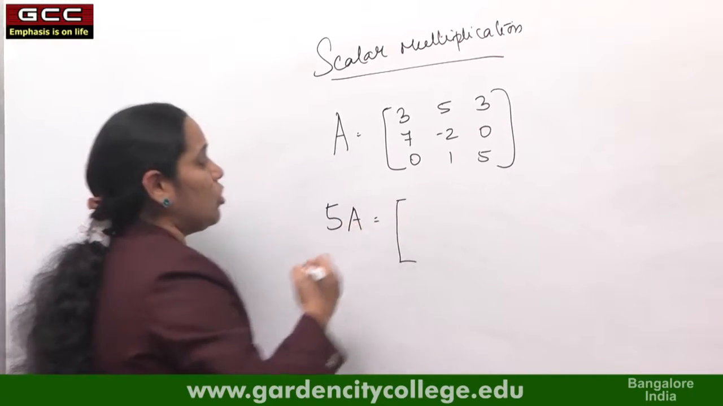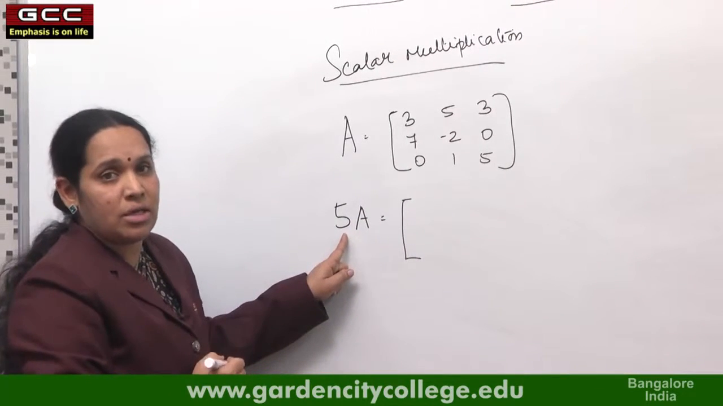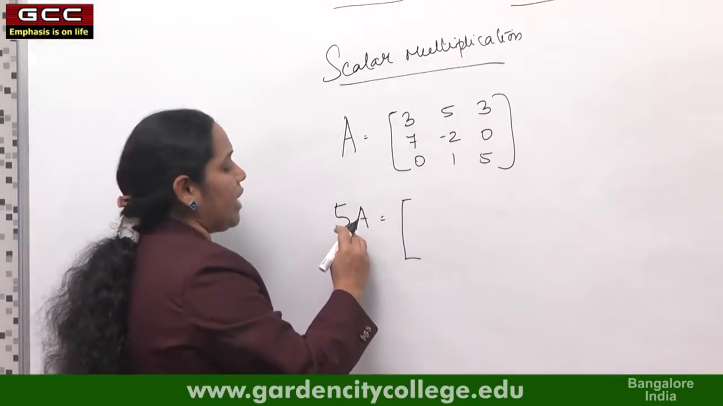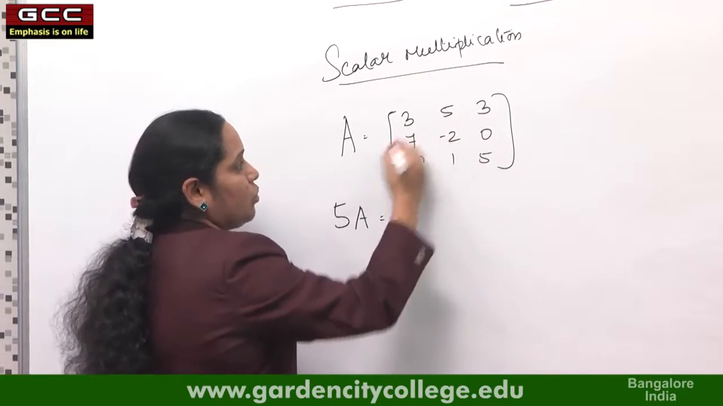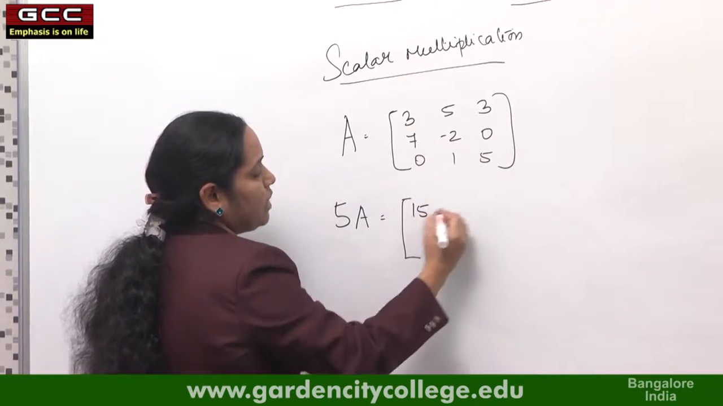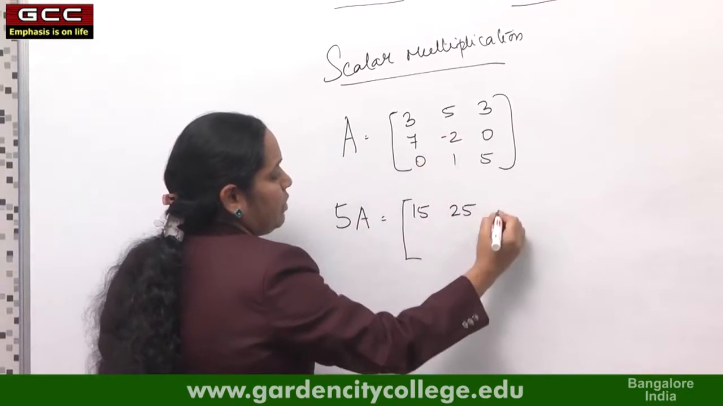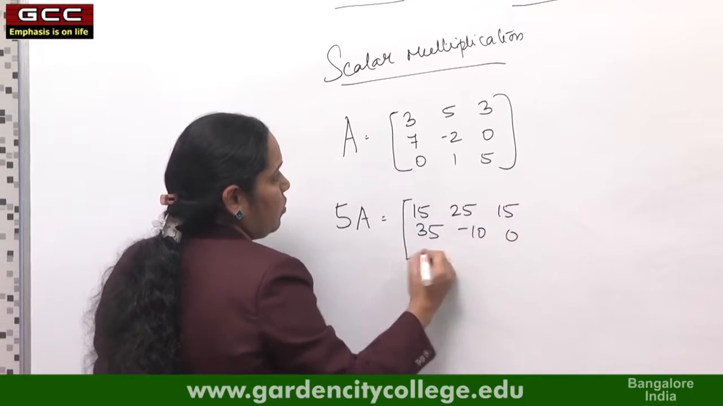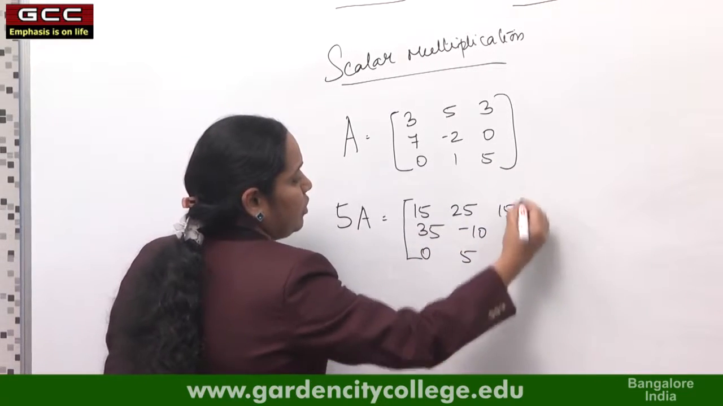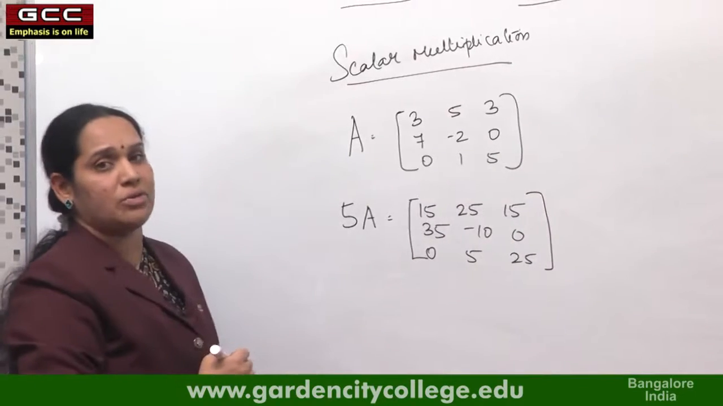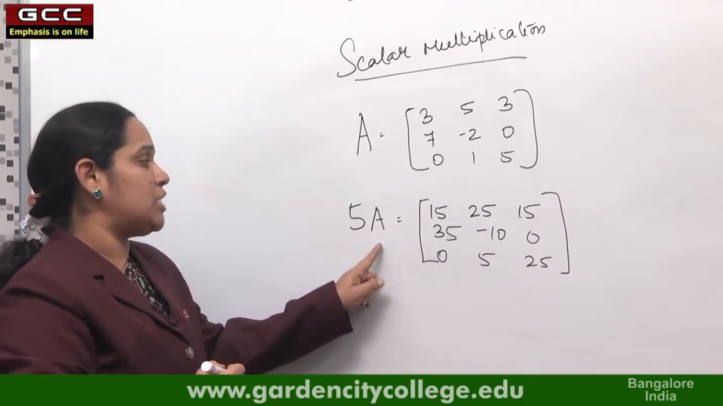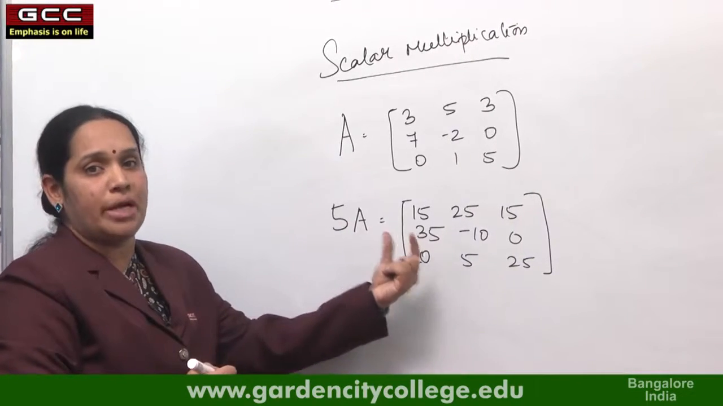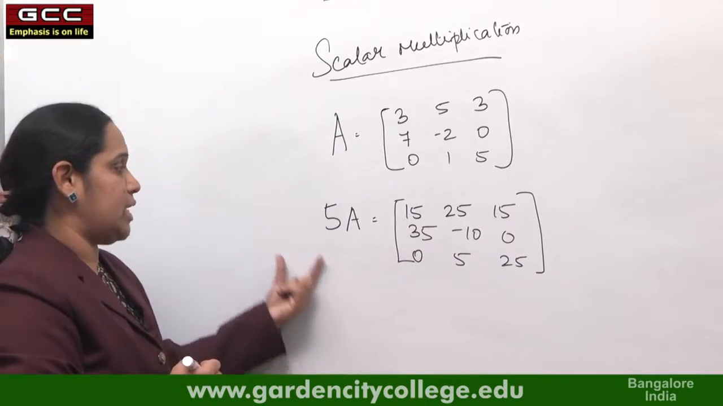5A is equal to, so when I say 5A, it means that each and every element should be multiplied with the number 5. So I am multiplying this 5 with each and every element. 3 into 5 is 15, 5 multiplied by 5 is 25, 5 into 3 is 15, 35, minus 10, 0, 0, 5, 25. So this is an example of scalar multiplication. Every element of the matrix should be multiplied with the scalar quantity.